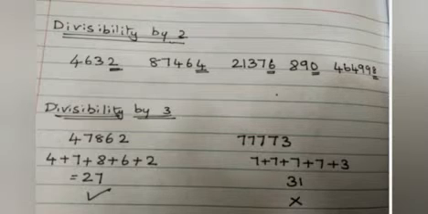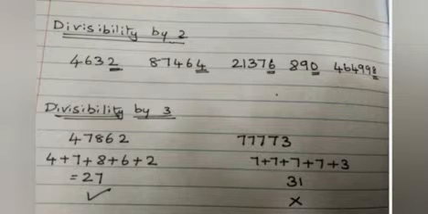Divisibility by 3. To check whether a number is divisible by 3, we have to add all the digits. When you are adding all the digits, the added value should be divisible by 3. If so, that number is divisible by 3. Example 47862, when you are adding all the digits, you will get 27. Since 27 is divisible by 3, you can say this 47862 is divisible by 3.